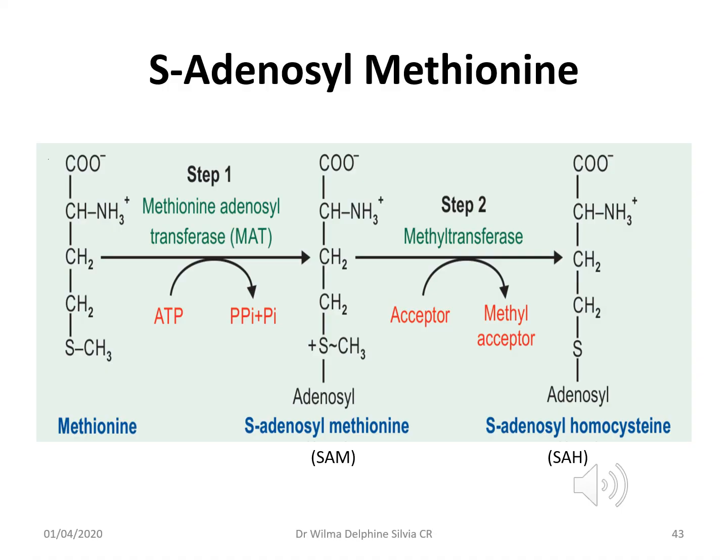This SAM is synthesized from methionine in presence of ATP and methionine adenosyl transferase, where the adenosyl is accepted by methionine from ATP, so that methionine is converted into S-adenosyl methionine. Now, the methyl group from the S-adenosyl methionine is accepted by the acceptor, so that methylated products are formed and S-adenosyl homocysteine is released in presence of the enzyme methyl transferase.